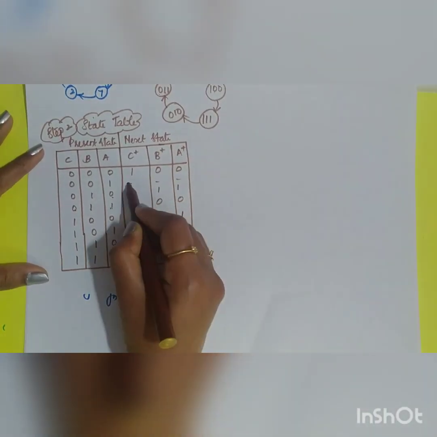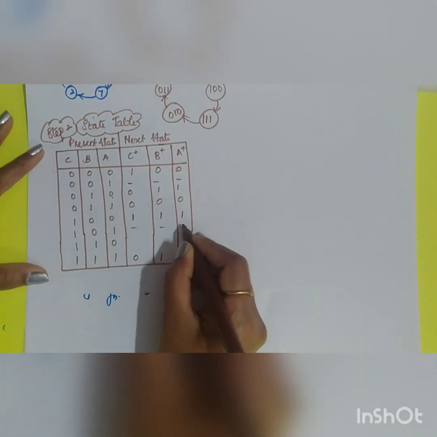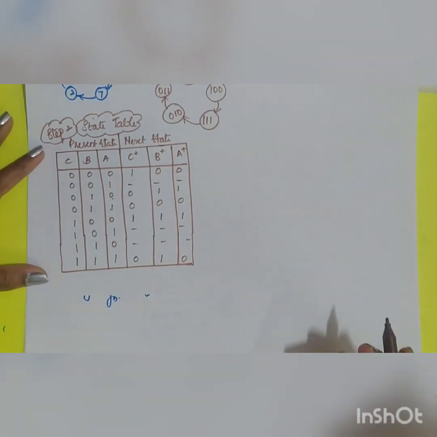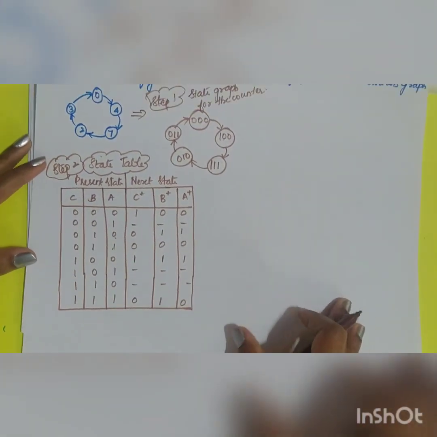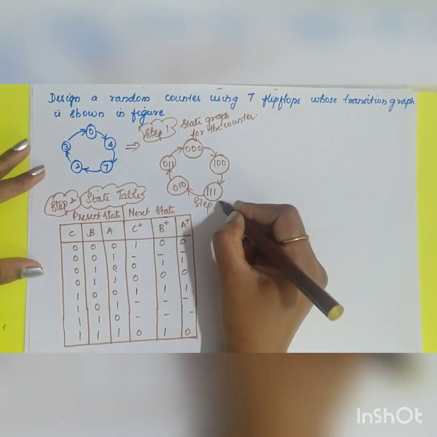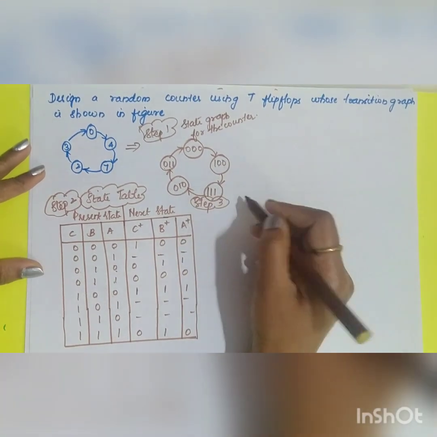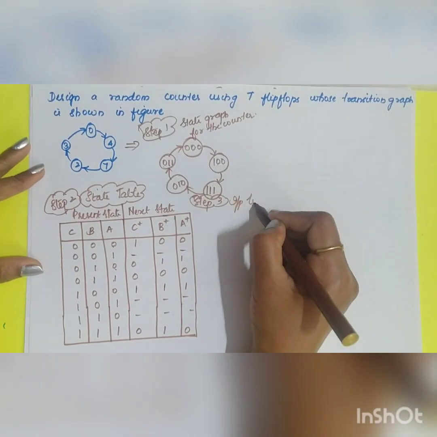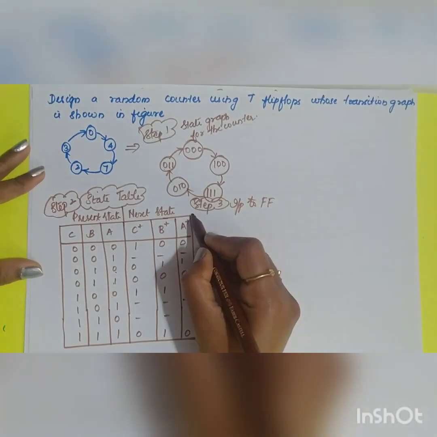All others are not included, so you can put a dash. Okay, so now next one is step 3. In step 3, you are going to find the inputs to the flip-flops. So I can add one more table here.